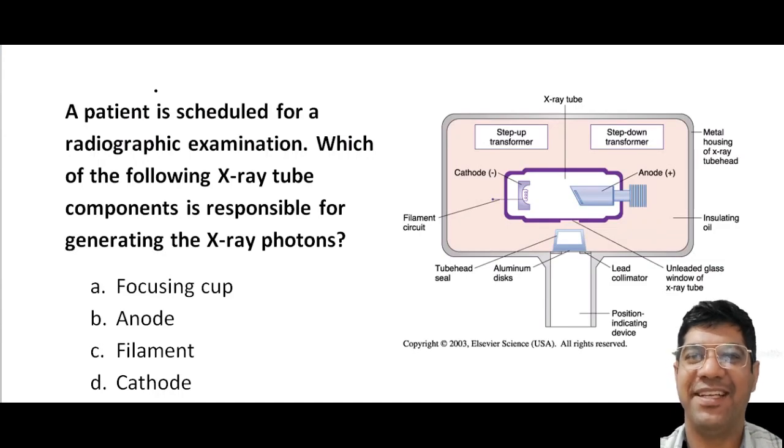A patient is scheduled for radiographic examination. Which of the following X-ray components is responsible for generating the X-ray photon? The answer would be anode. Now, why anode?